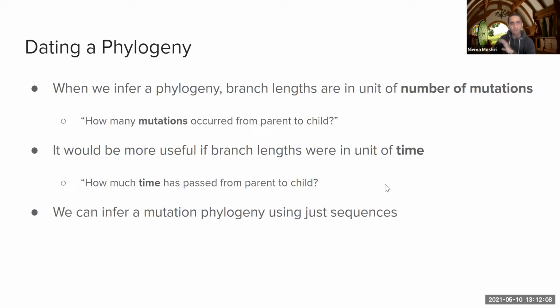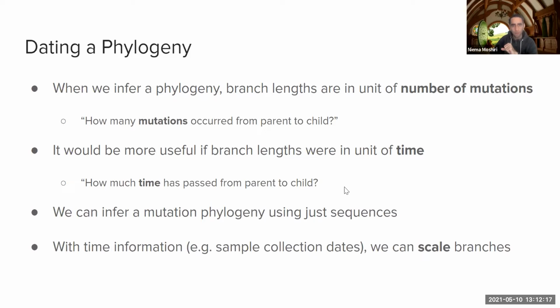So remember, I can infer the mutation phylogeny, the phylogeny where the branch lengths are in units of mutations, just using the sequence. That was the subject of last week's talk. But if I also knew time information, so for example, let's say that I have a bunch of sequences that I collect from a bunch of people across the world. I have a timestamp on each of those sequences. I know exactly what day that person came into the clinic. So I know exactly what day I collected the viral sample from, like maybe a nasal swab or however I got it.